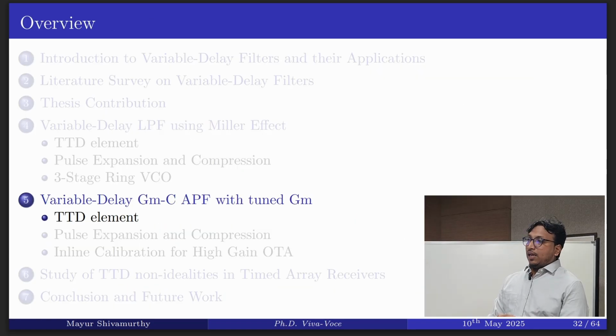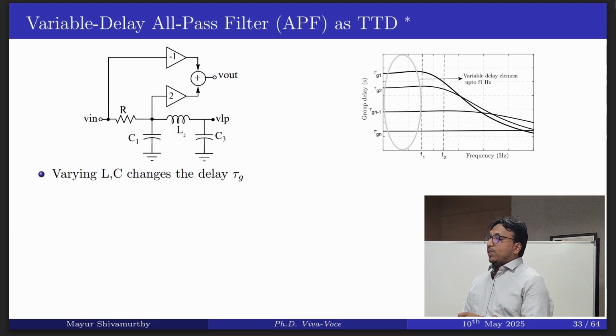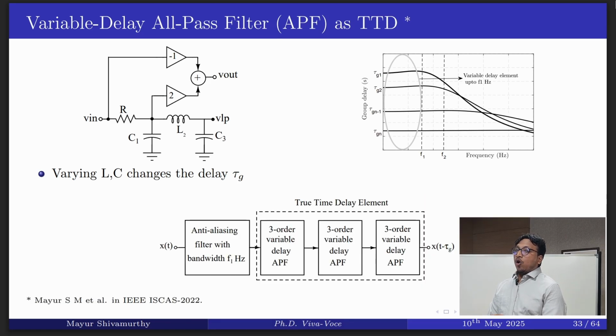So now we will see how the TTD element is realized with this architecture. So within the region of the fixed delays, the all pass filter can act as a TTD element. In order to improve the delay range, 3 stages of third order variable delay all pass filters have been cascaded, and the anti-aliasing filter preceding this TTD band limits the signal such that the frequencies fall within the range of F1.